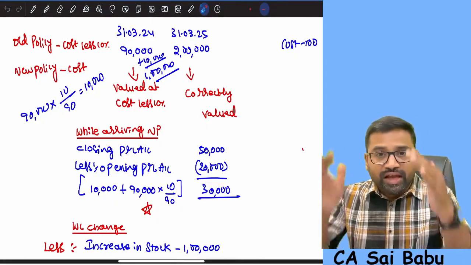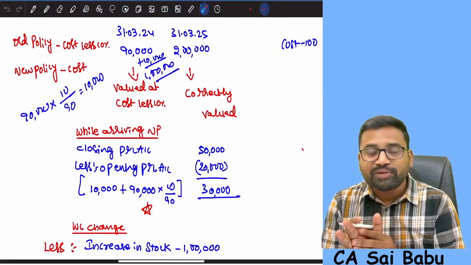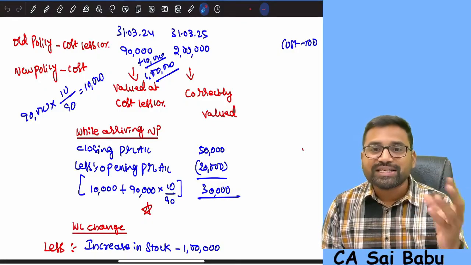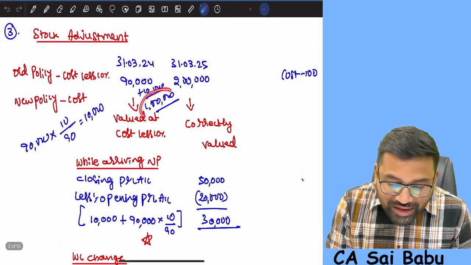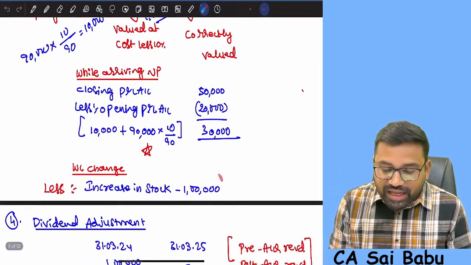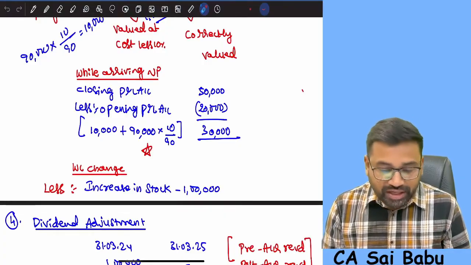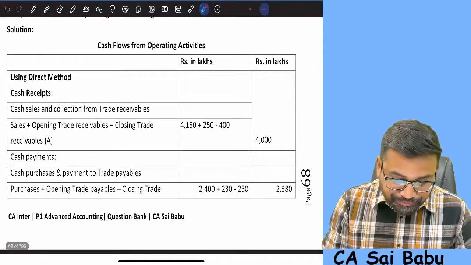And then again, when you are ascertaining cash flow from operating activities under indirect method, working capital changes we will adjust now. That means the difference between current assets and current liabilities. Now since here my opening stock is now correctly valued at 1 lakh, my closing 2 lakhs inventory, so the difference 1 lakh I will adjust as working capital changes to ascertain the cash flow from operating activities. Okay, so I will show you this question also, sir.